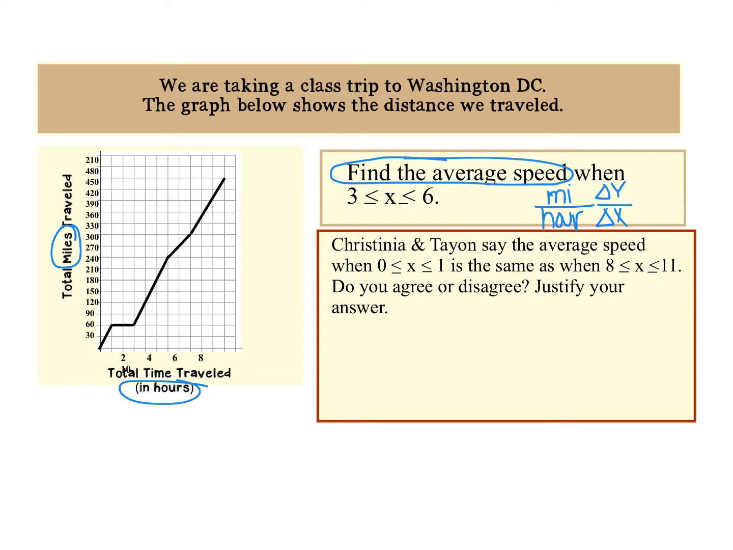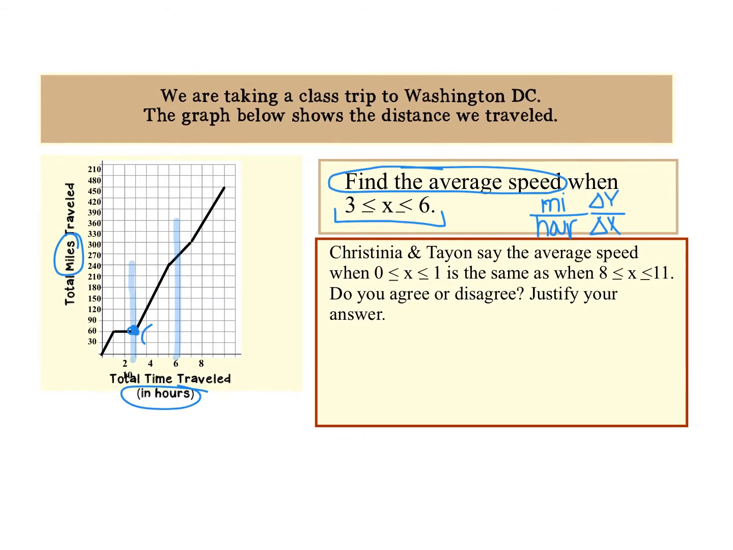So my interval that I'm looking at is when x is between 3 and 6. So I'm going to start at 3, and I'm going to go to 6, and I'm going to see what's happening. So I can see that at 3 hours, I was at 60 miles. I had gone 60 miles. So I'm going to write the point (3, 60). So 3 hours, 60 miles. And then at 6 hours, I had gone 270 miles.